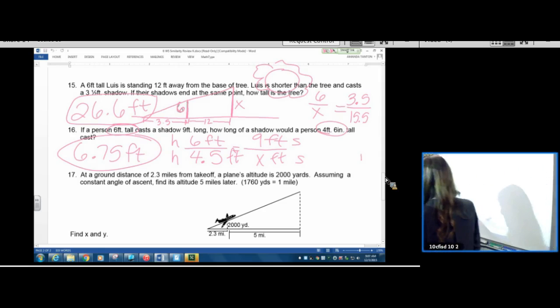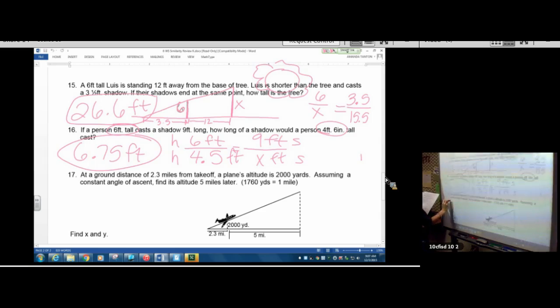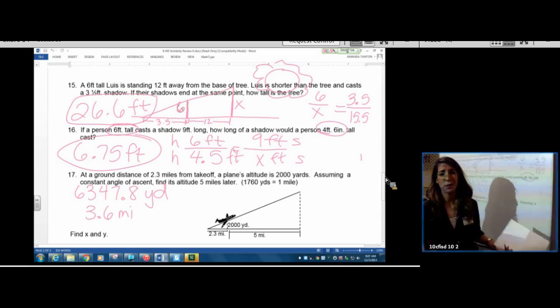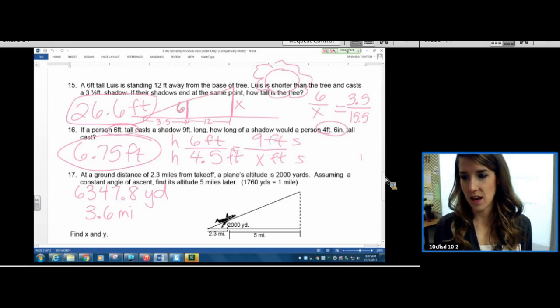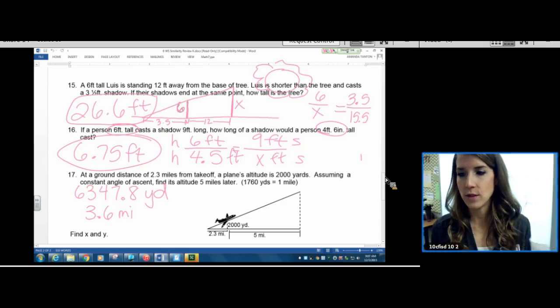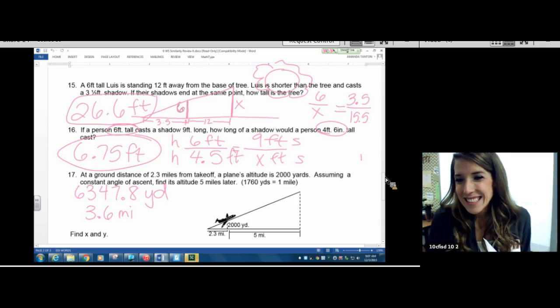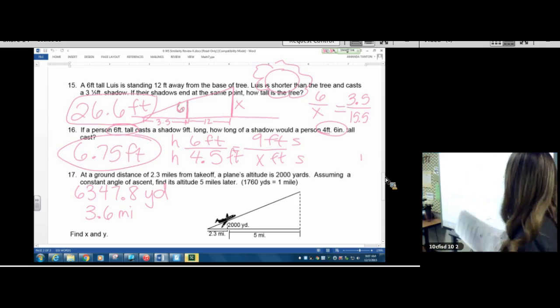On 17, I got 6,347.8 yards, or 3.6 miles. It didn't really say what to put our answer in, yards or miles. Now, when you cross multiply, your answer ends up in yards, so I promise you won't have to do that conversion on the test. You won't need to convert. They're both right answers, though.